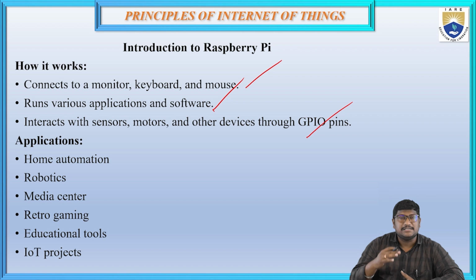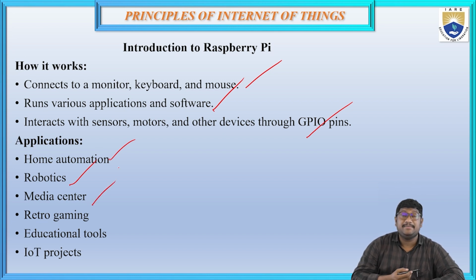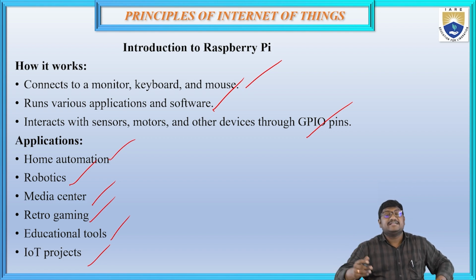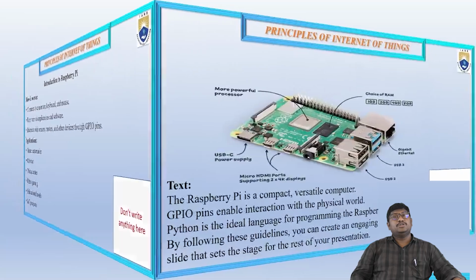And the applications of this Raspberry Pi kit are home automation. As I told you, in home automation we will use this Raspberry Pi for robots and robotics, and also as a media center for data streaming and video processing. We can also use it for retro gaming, in some educational tools, and in some IoT projects. These are the different kinds of applications where our Raspberry Pi kit is most useful.